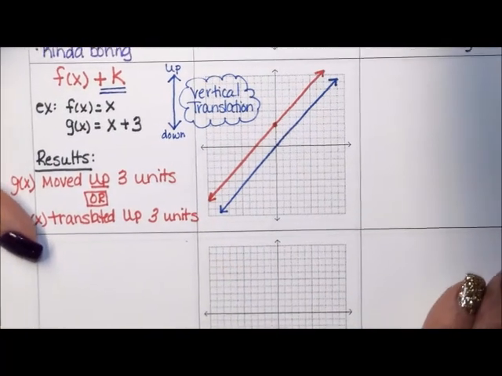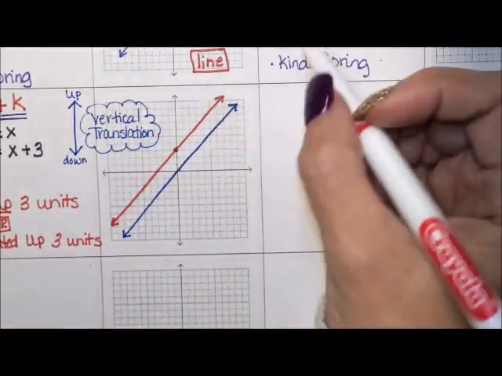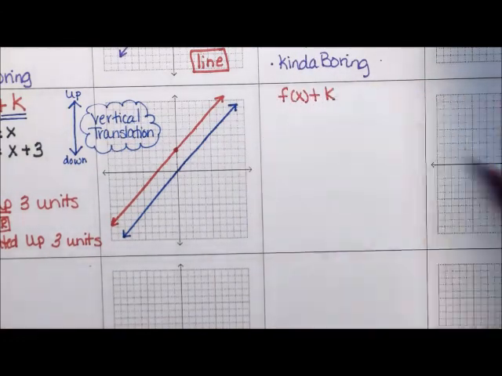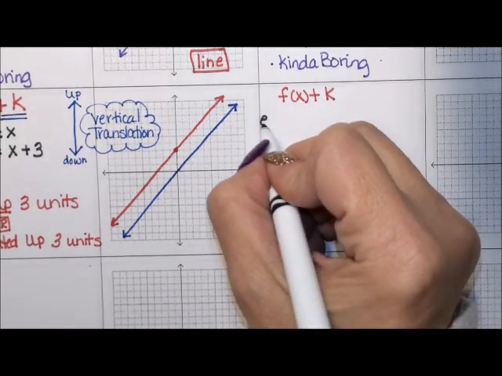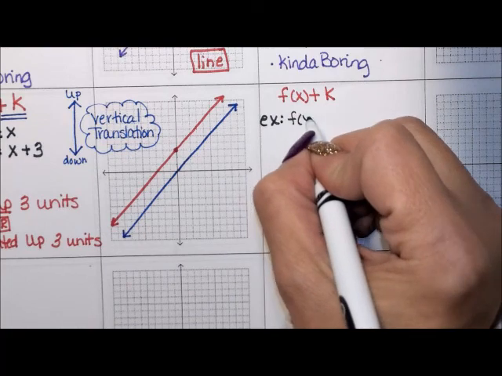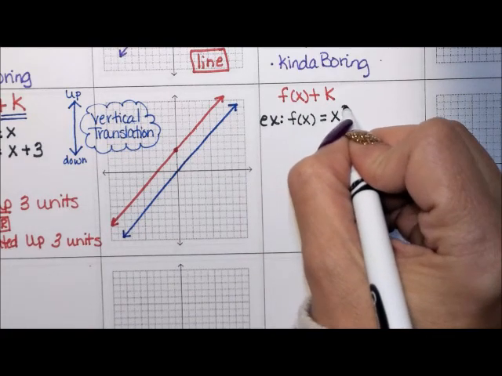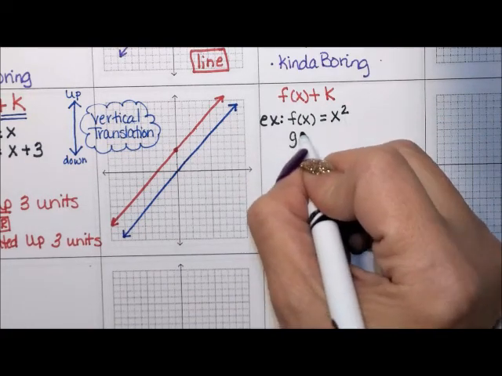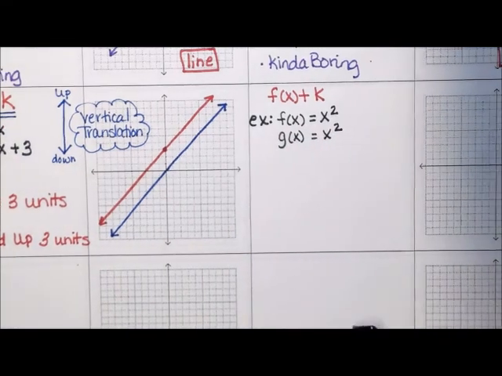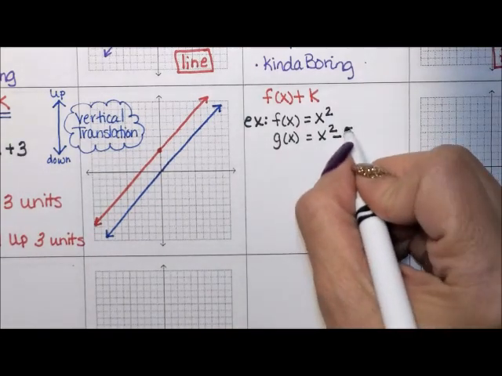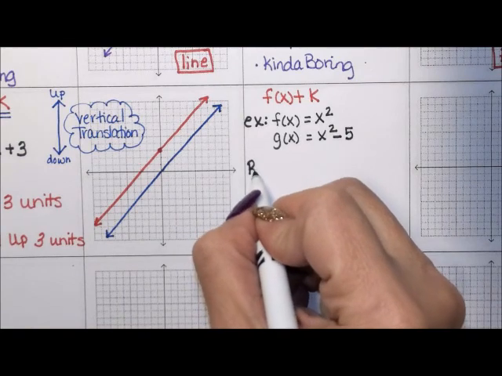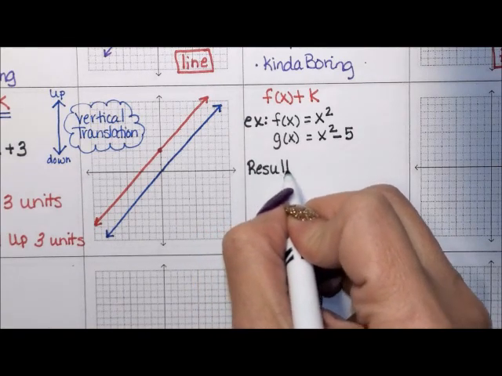Okay, I want to do this again over here, and I want to try this quadratic. So let's try this, f of x plus k. And I'm going to give you an example. I'm going to give you f of x equals x squared, has a baby g of x, and let's say x squared, but this time, you know what, let's do a minus. Let's do minus 5. And what we want to do are, what are the results? What happens when we do this?